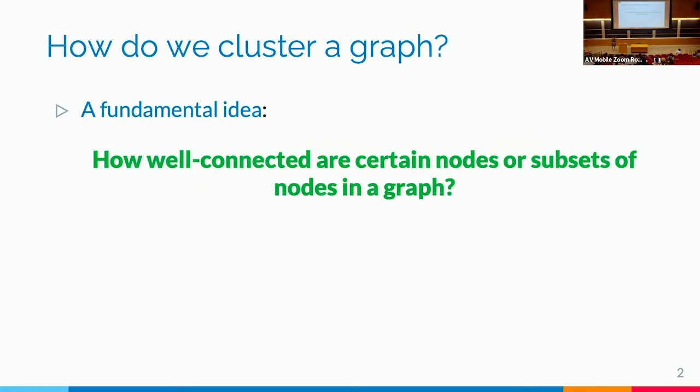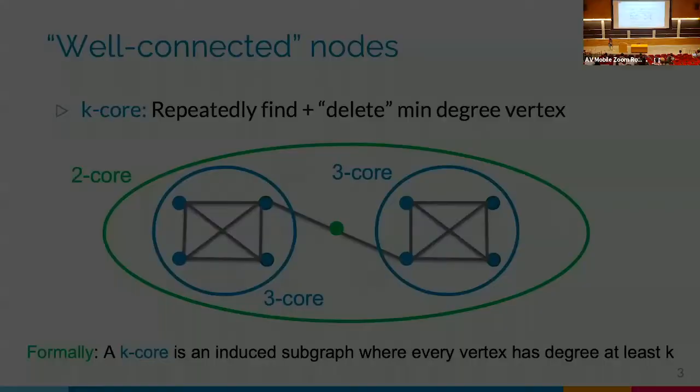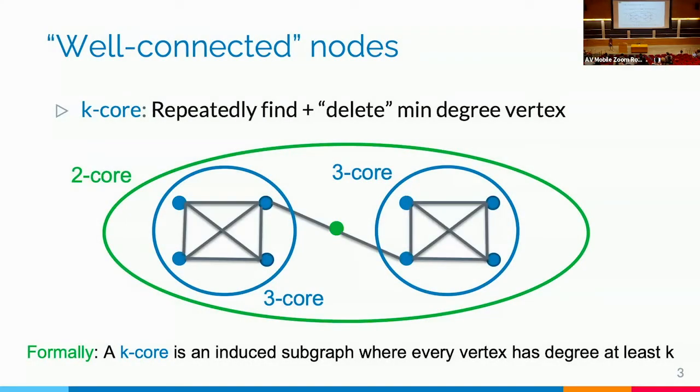So I'll also be talking about how we cluster a graph. Thanks to Vincent and Fahab for already bringing up this topic, but we'll be focusing on a different kind of fundamental idea. There are many algorithms for graph clustering, but what we'll be concerned about today is this fundamental question of how well connected certain nodes or groups of nodes in a graph are. In particular, we'll be looking at this classic algorithm known as k-core.